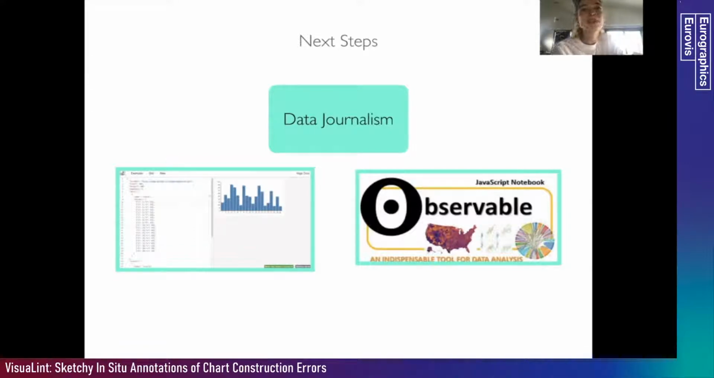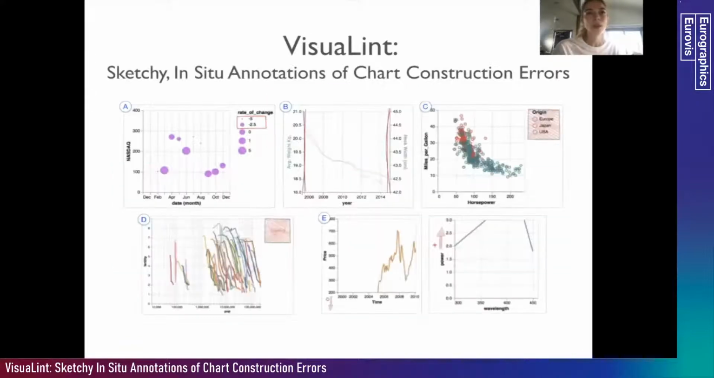VisualInt offers a natural, easily extensible solution to facilitate sanity checks for visualization authors and to generally teach visualization best practices to people. It's applicable for a variety of scenarios, from data journalism to integration with existing tools such as Vega Editor or Observable. We contribute VisualInt, a technique for exposing chart construction errors in situ, and a baseline study for how well people catch chart construction errors generally.